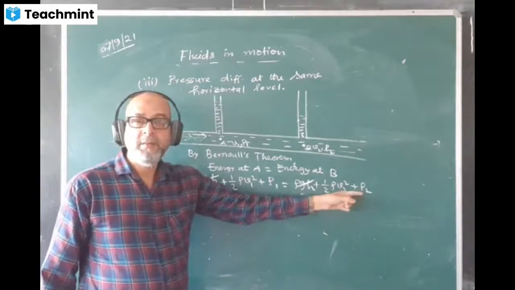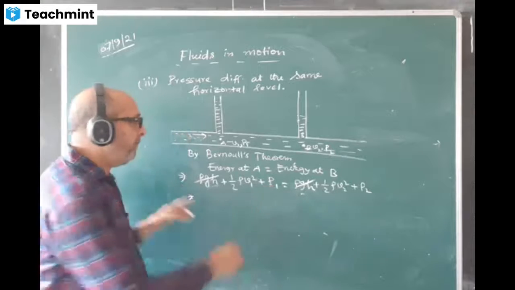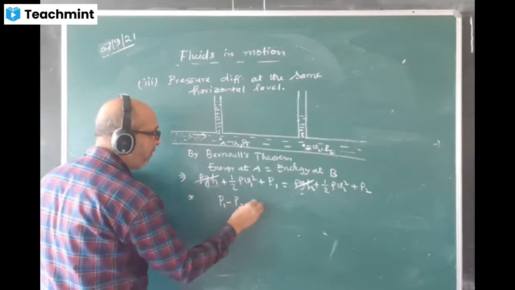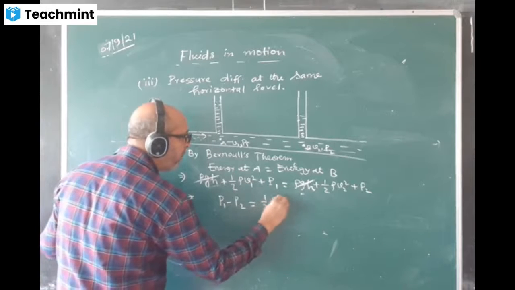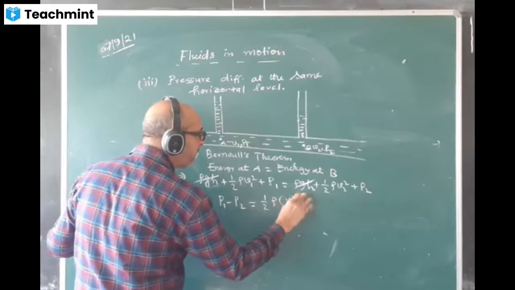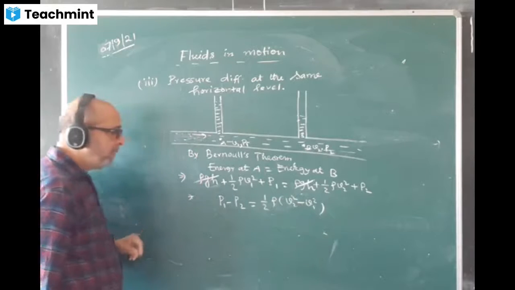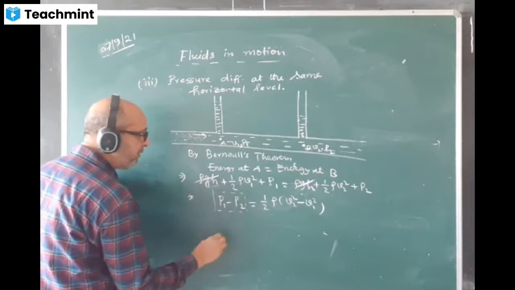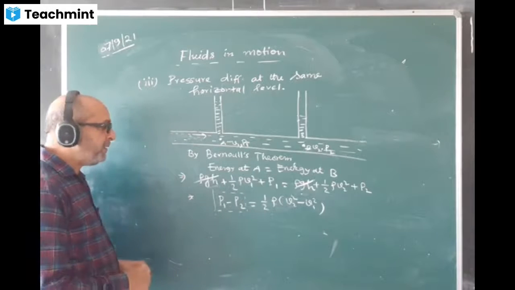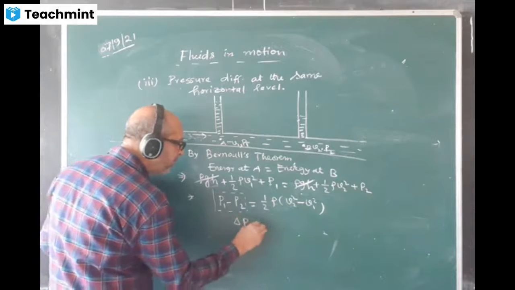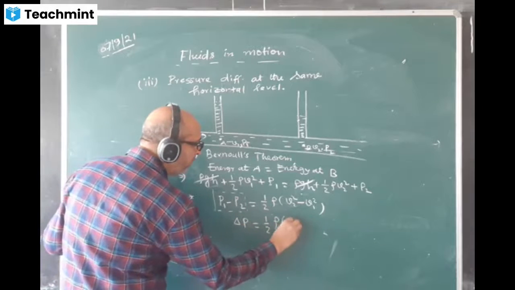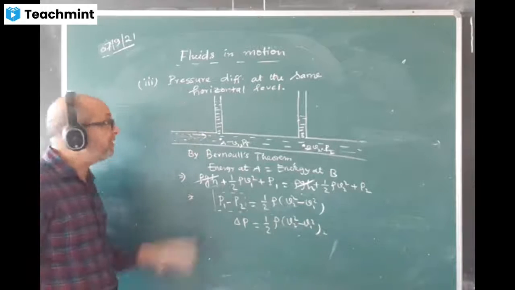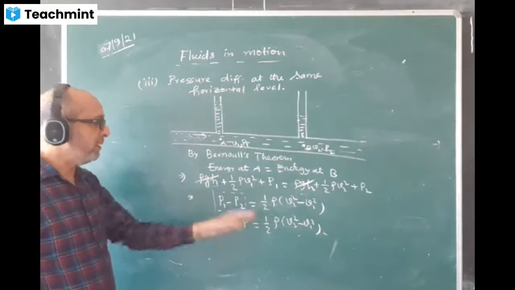This and this cancel. We know P1 is bigger than P2, so let us do P1 minus P2 to find the pressure difference. P1 minus P2 is equal to half rho, taking it common, times V2 square minus V1 square. This is the value of the pressure difference, delta P. Delta P is equal to half rho V2 square minus V1 square. So this becomes a formula, the formula of pressure difference at the same horizontal level.